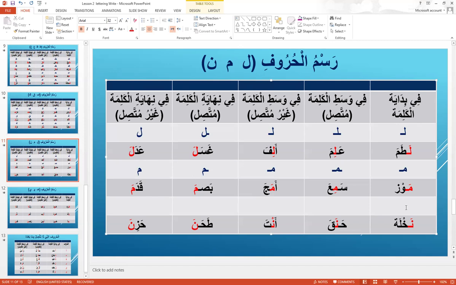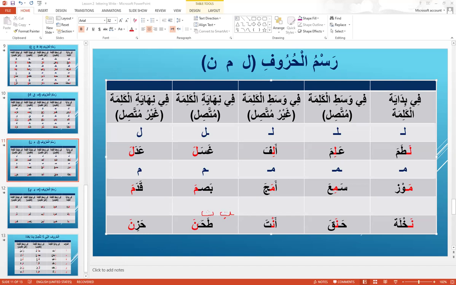Then we go to nun. So also nun is going to be written like ba, ta, sa. Only that when we come to the end, nun will not be on the line like we did for ba, ta, sa. Because when we wrote ba, ta, sa at the end of the word, they were on the line, isn't it? So if it was ba, it's going to be something like this. If it was ta, something like this. If it was sa, something like this on the line.